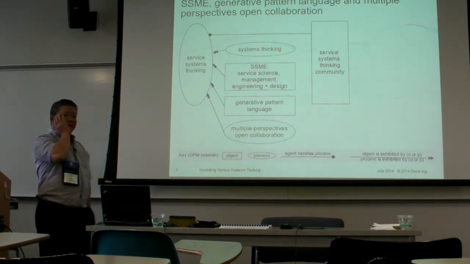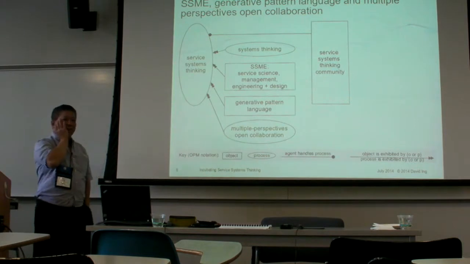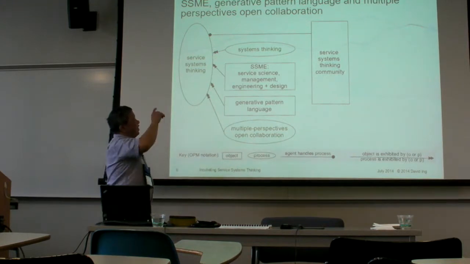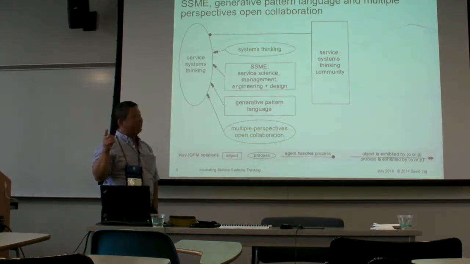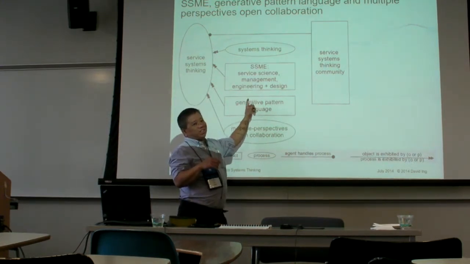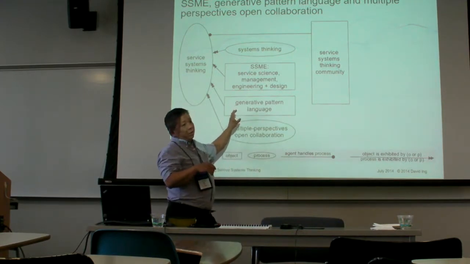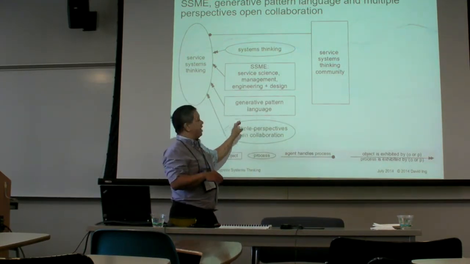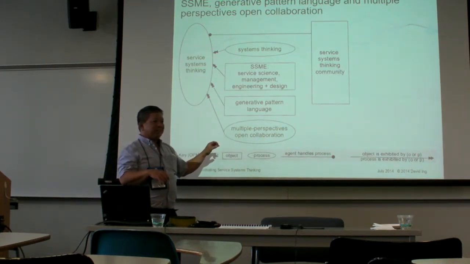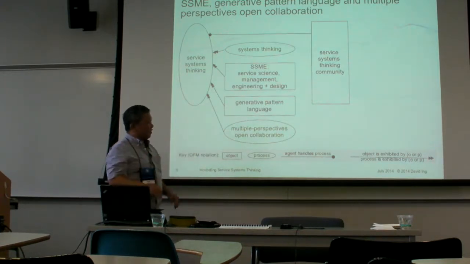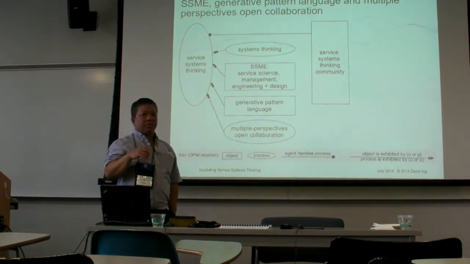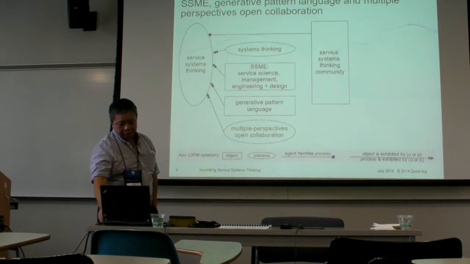But the point I was trying to get at is, if I'm talking about service system thinking, the question people are going to ask is, what is service system thinking? Firstly, I say system thinking, and system thinking is a process. Service science management, engineering, and design is either a community or a body of work, so it's a thing. Generative pattern language is actually artifacts, right? So they're things. And multiple perspectives or open collaboration is a process. So those four things, and getting to an understanding of them, is going to take a fair amount of time this afternoon.